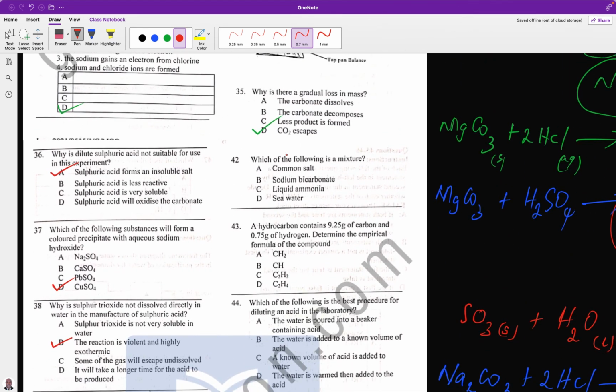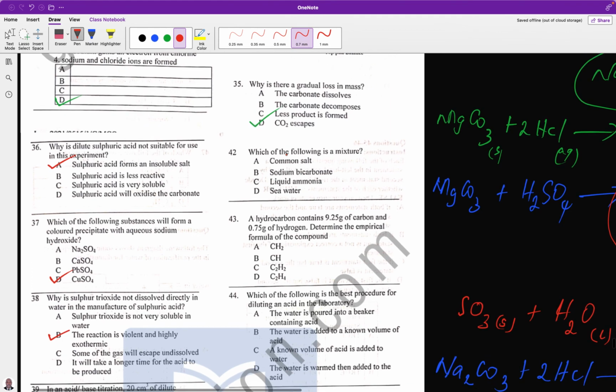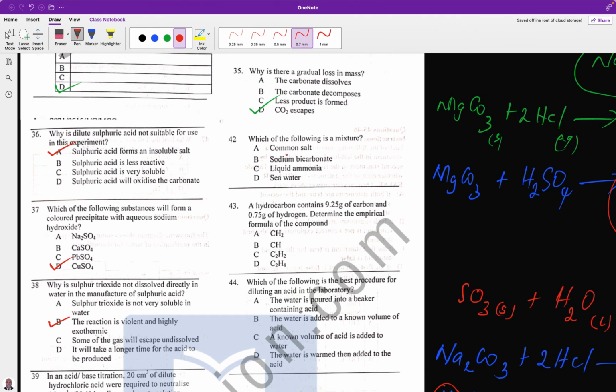42. Which of the following is a mixture? Let me tell you, what is a mixture? A mixture contains 2 or more elements or compounds in different proportions. A mixture must not be equal amounts. We cannot say 4 grams plus 4 grams. They must not be equal. Again, a mixture does not have a chemical formula.